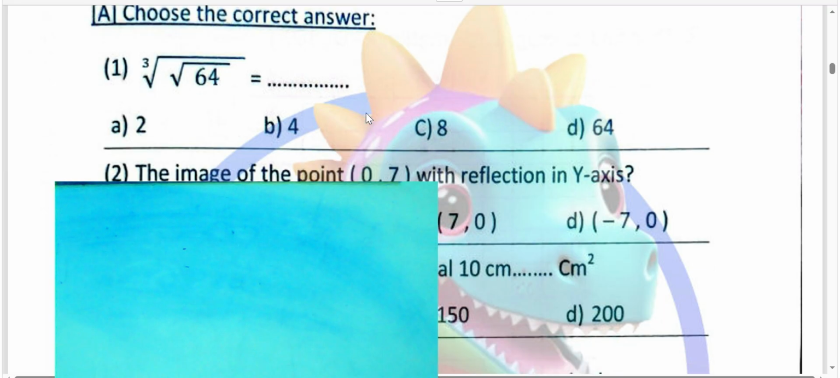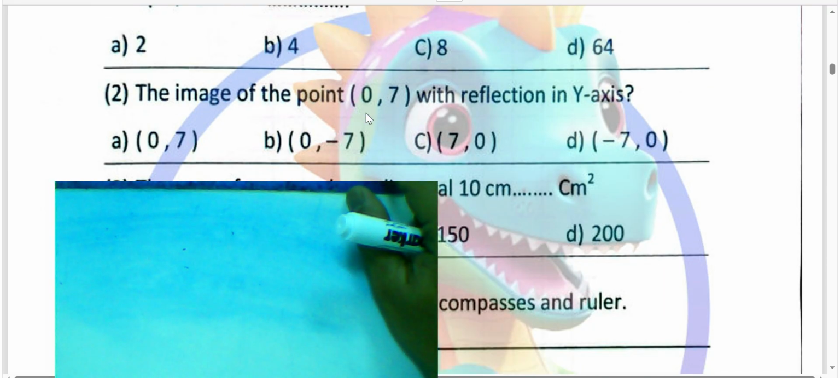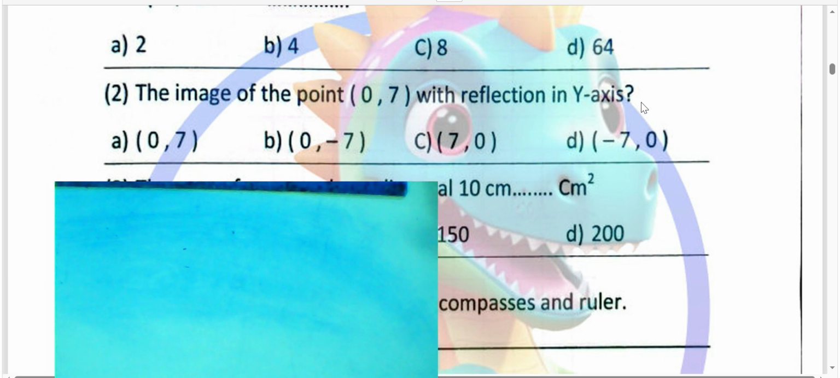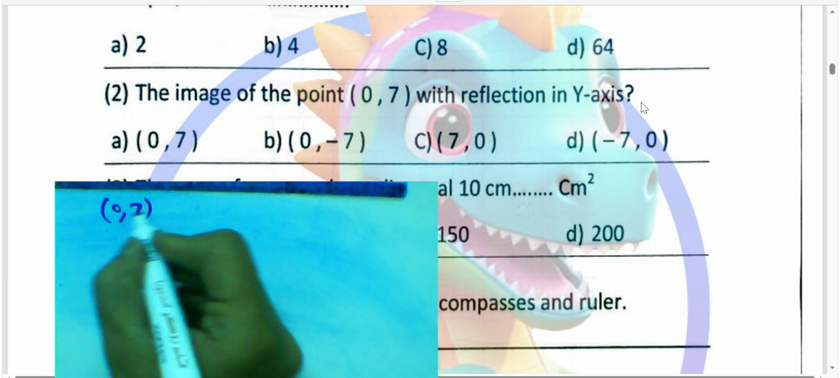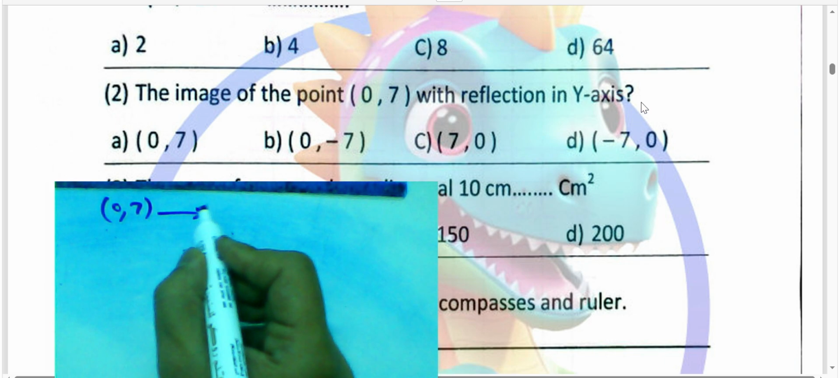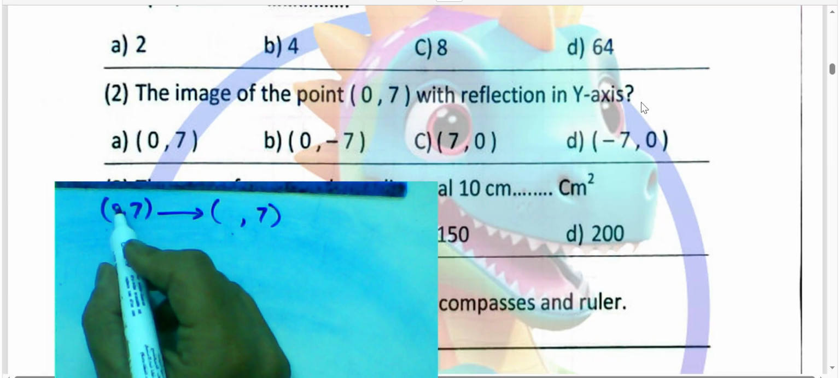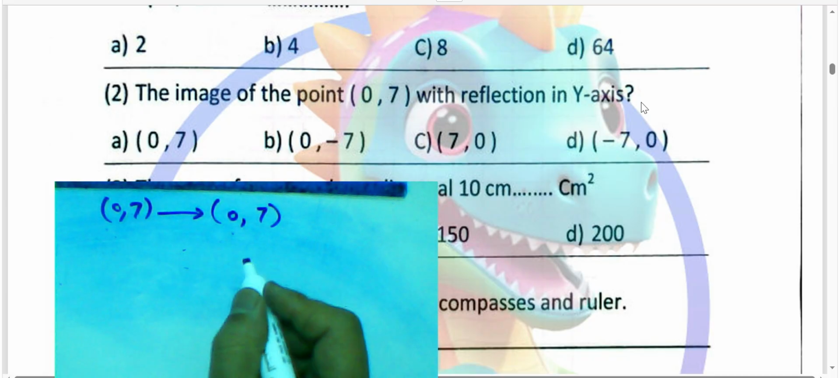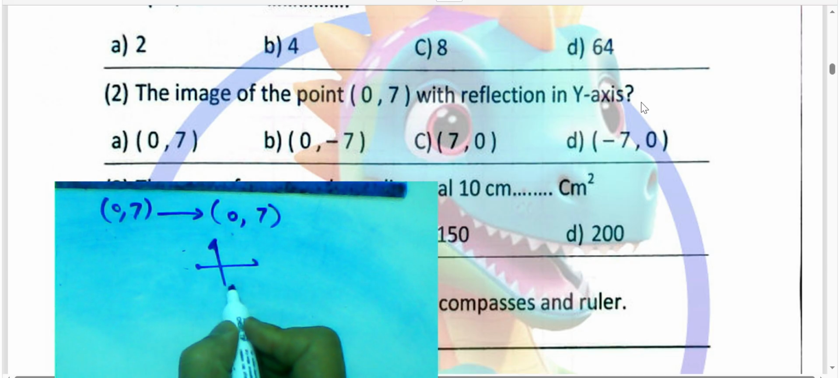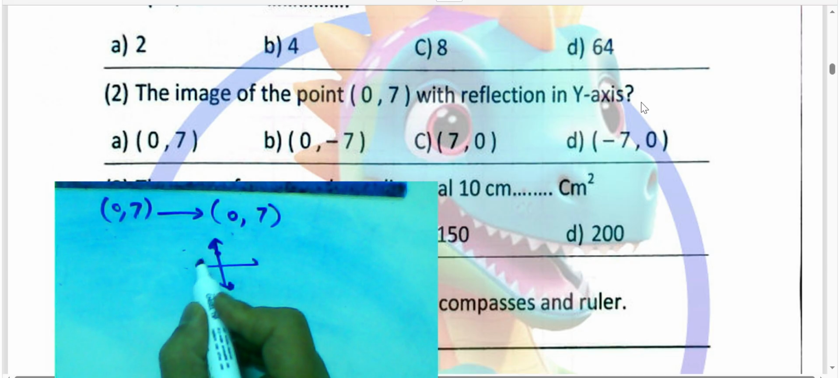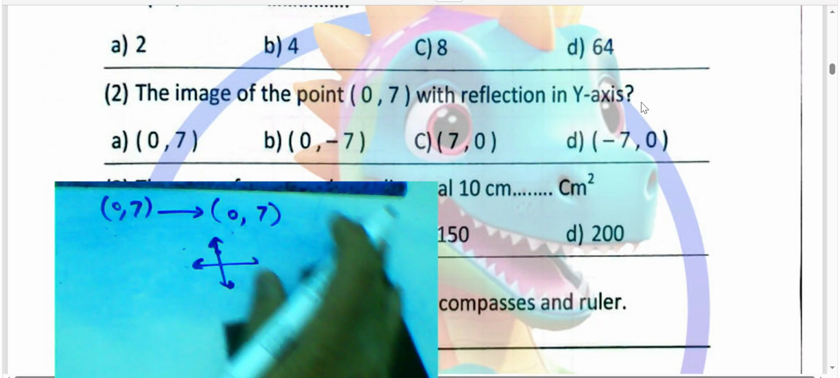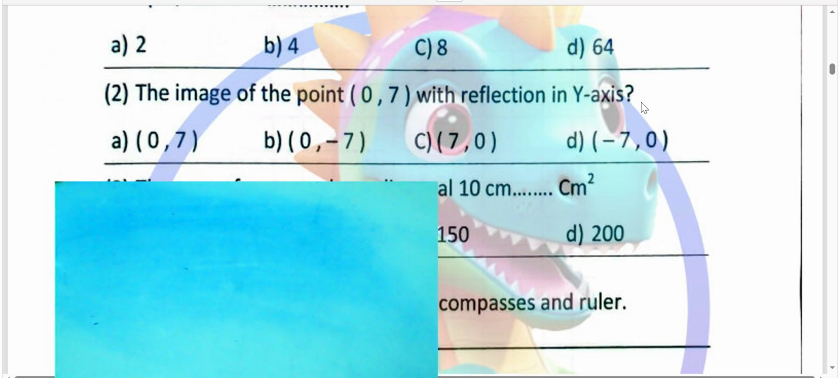Next question. The image of the point with reflection in the y-axis. We have 0 and 7. You want to find the reflection in the y-axis. Put y here and put the change here. 0 will be 0 because this point lies in the y-axis. If any point lies in the y-axis, the image will be the same. We have 0 and 7.